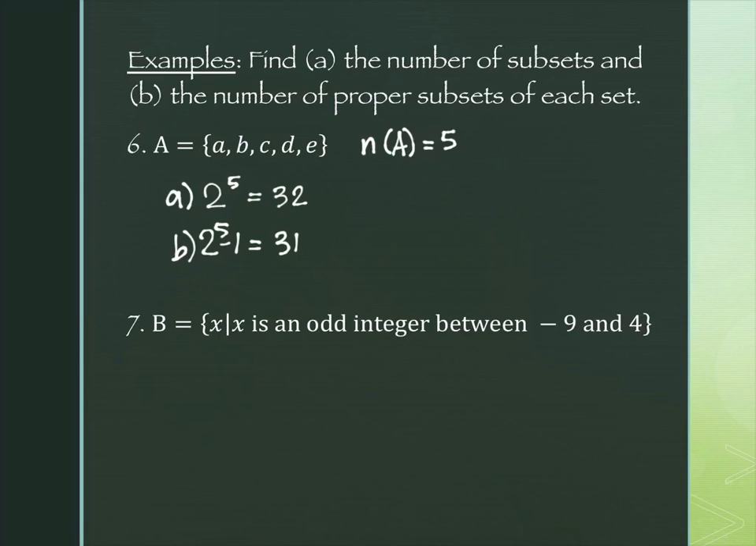Okay. Now, the next question does not actually list out all of the items. It gives us a verbal description in set notation. X is an odd integer between -9 and 4. So my advice is to let's write them out first. So what numbers would be included in this description? -7, -5, -3, -1, 1 and 3.